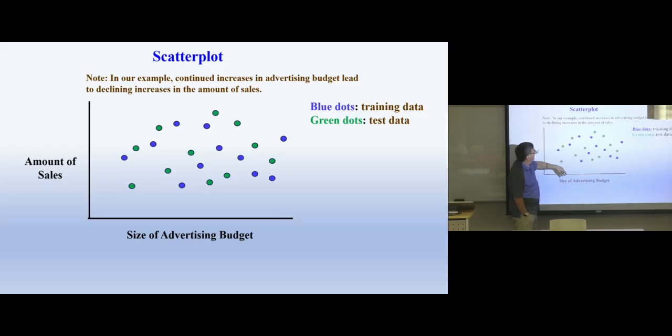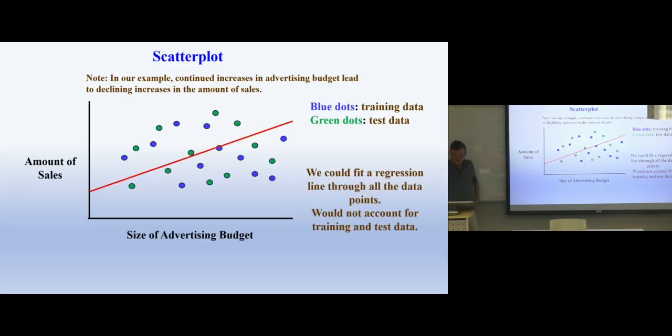Okay, test data green. This is not an 80-20 split. It's just I want to show an example. Now, in this particular example, I want to point out, as you guys know, that you can increase the size of the advertising budget and you will end up getting to diminishing marginal returns. So you'll get declining or decreasing increases in the amount of sales is what you would expect.